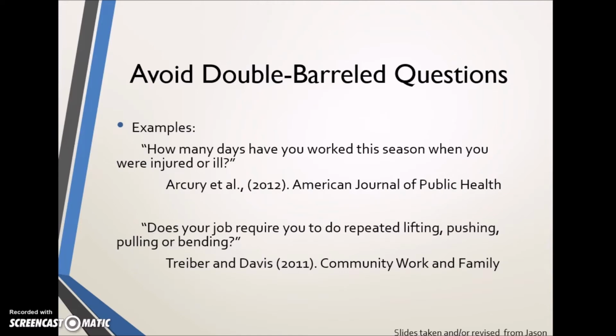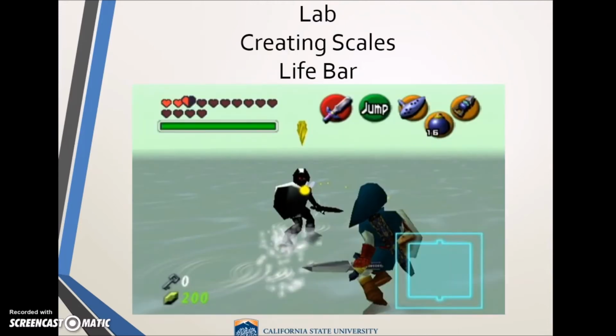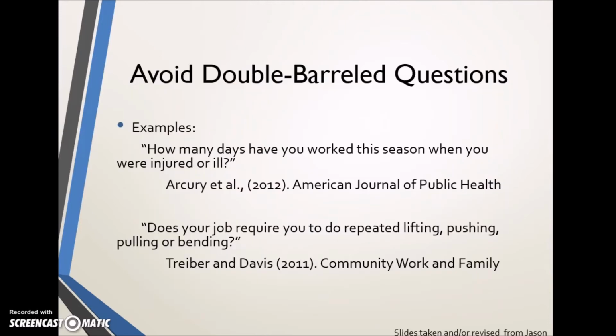So think about the life bar as you are creating your scale, and here are a couple specific things to look for. Avoid double-barreled questions because they confuse people, they take a little more energy, they take a little bit of that life bar away. An example is, how many days have you worked this season when you were injured or ill? That might be confusing for someone because what if they were injured but not ill? What if they were injured and ill at the same time? Do they double it? They were injured one day and ill two days. That just might be a little confusing.